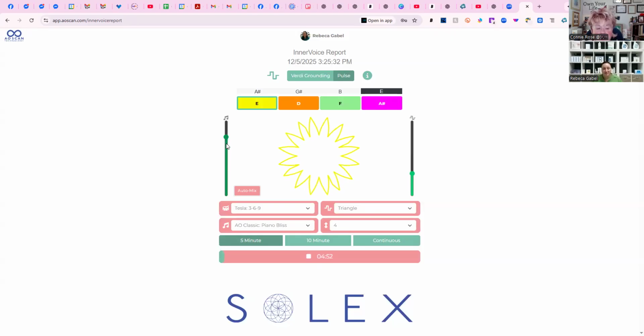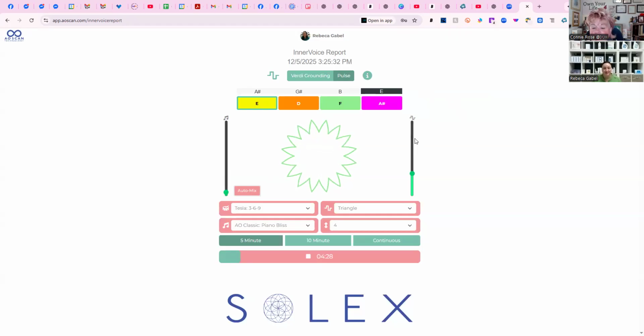So I'm going to show you. This is like a mixer. This is the music. Now I'm going to tell you a secret. The music makes no difference. The music is just for entertainment purposes only. We don't even have to play the music to get the benefit, but you can. I'm going to keep the music down real low so we can talk.